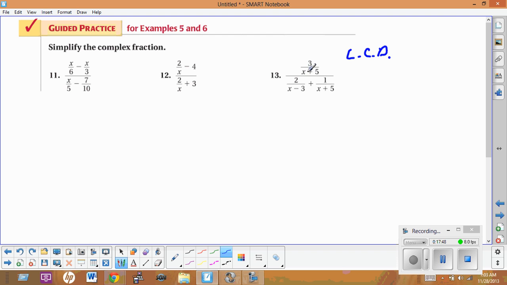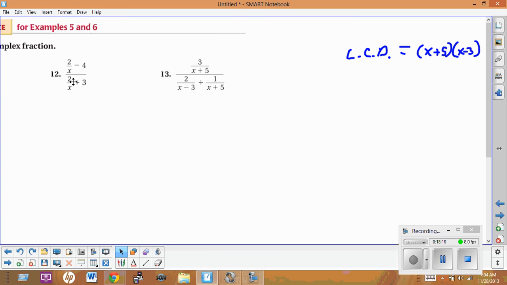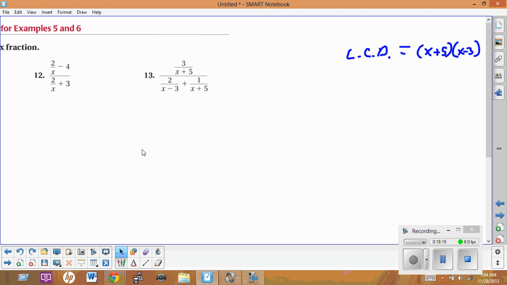Here I have a binomial expression, so I still don't have to do any factoring, but that's good. So I can see an x plus 5 in the numerator and an x plus 5 and x minus 3 in the denominator. I have some x plus 5s that match up, so my LCD is going to be x plus 5 times x minus 3. So if I multiply each term by x plus 5, x minus 3, I'm going to go ahead and just slide this over, give me some room to work.